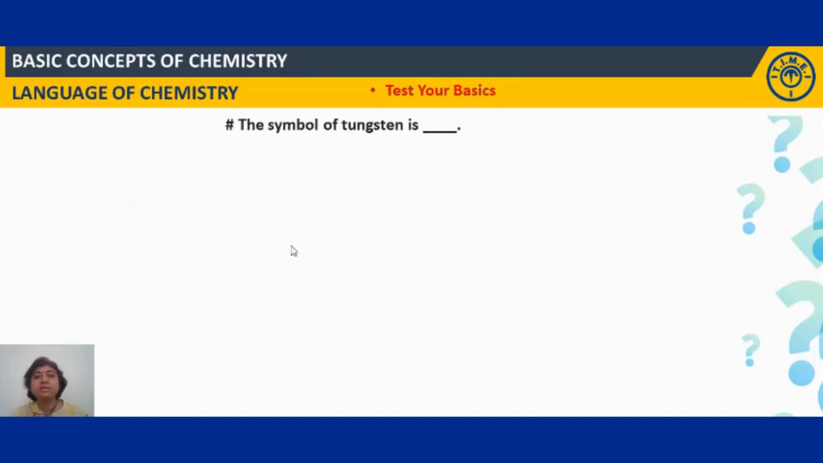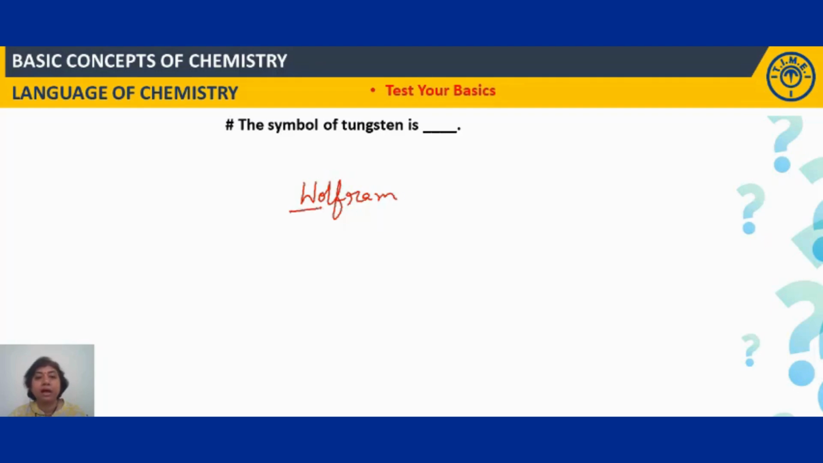The next question is the symbol of tungsten. So while writing the symbol, you have to write the name of that particular element. Sometimes in case of certain elements we use their Latin name, their German name, their English name or their Greek name. So for tungsten we use the German name. What is the German name for tungsten? You must have studied in the basics. So let us write the German name of tungsten first. So what is that? That is Wolfram.